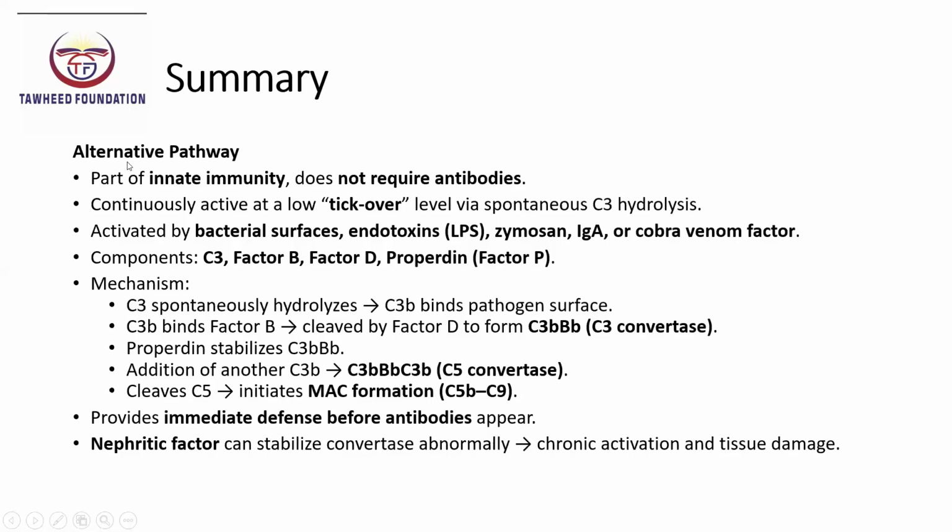Second is the alternative pathway. It is a part of innate immunity and does not require antibodies. It is continuously active at a low tick-over level via spontaneous C3 hydrolysis. It is activated by bacterial surfaces, endotoxins, LPS, zymosan, IgA, or cobra venom factor. Components include C3, factor B, factor D, and properdin, that is factor P. Mechanism: it provides immediate defense before antibodies appear. Nephritic factor can stabilize the convertase abnormally, leading to chronic activation and tissue damage.